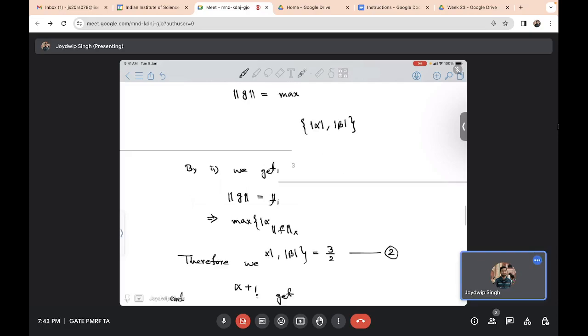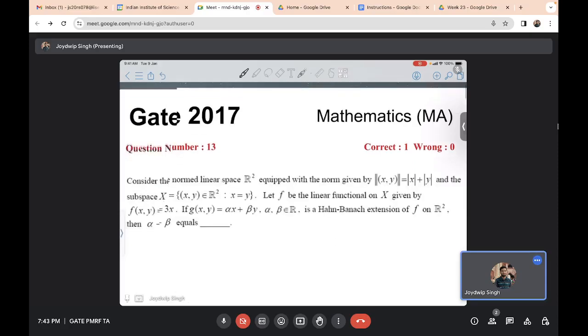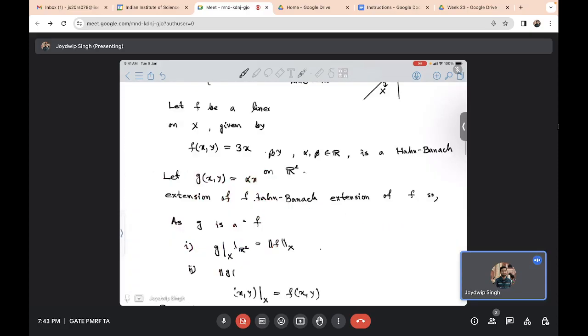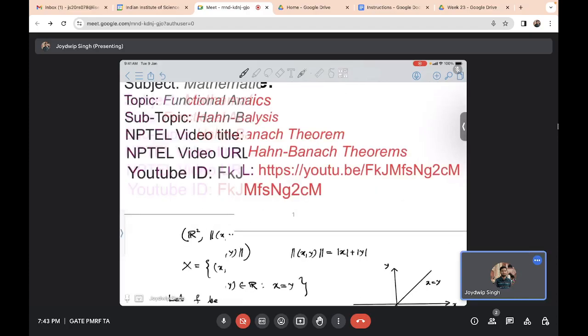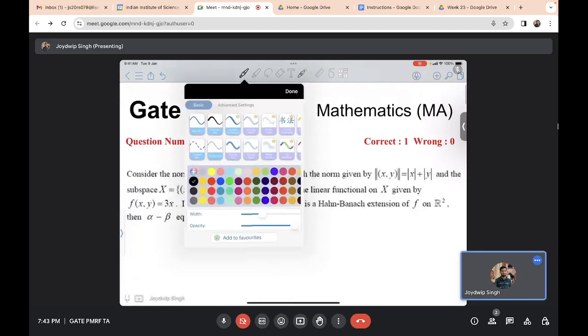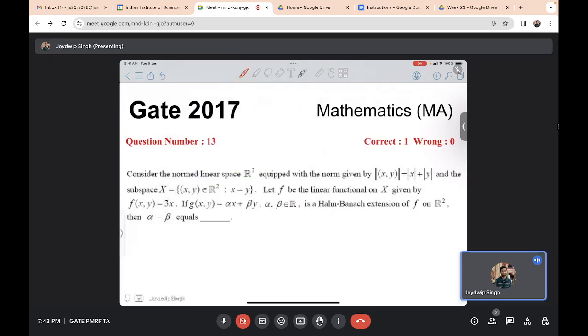Then what do we need to find? We need to find alpha minus beta. Then alpha minus beta will be 3 by 2 minus 3 by 2, which is 0. So what will be the answer? The answer will be 0. Okay.